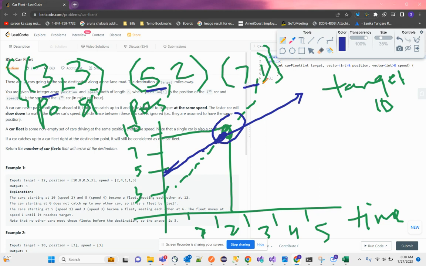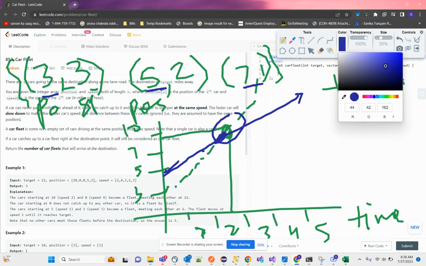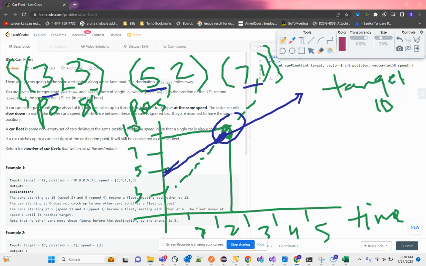Next, let's see 7 and 1. If you see 7 again, if you draw with a different color, so 7 is also going to reach the destination, and it is also going to have an intersection point. Again, it is going to have a car fleet because it is intersecting and it is ahead of it. So all these cars are going to become a car fleet, and there will be one car fleet.